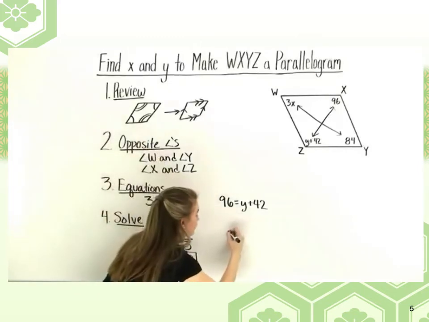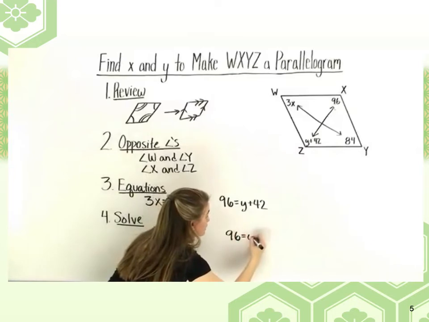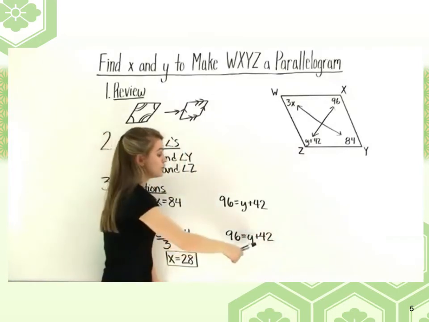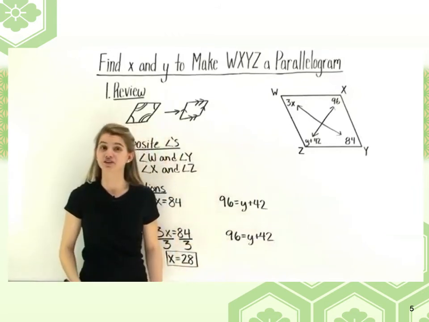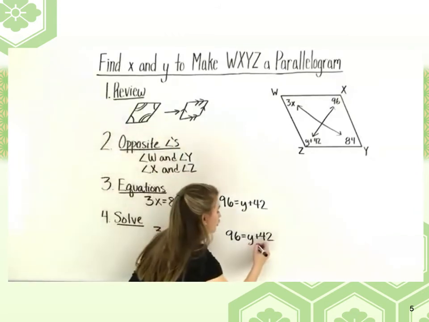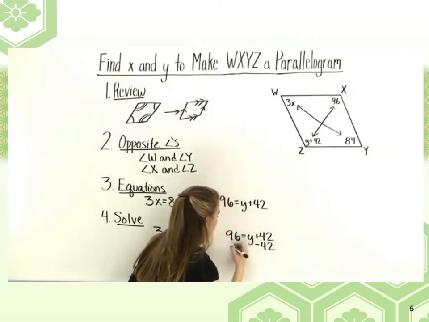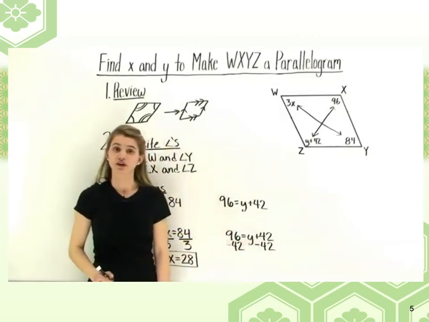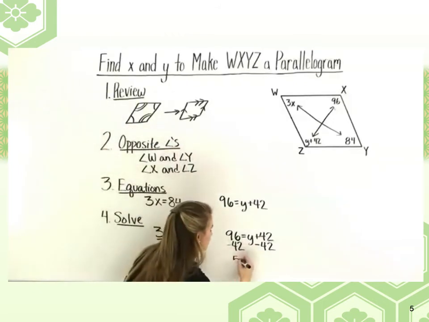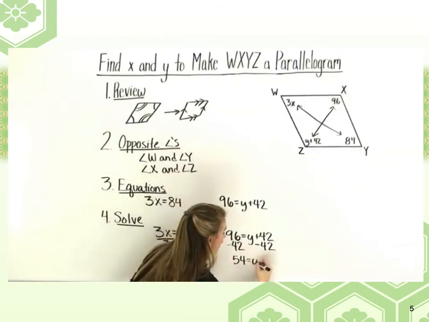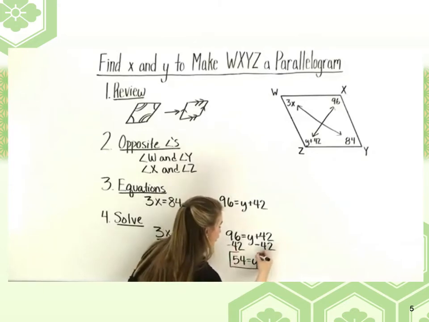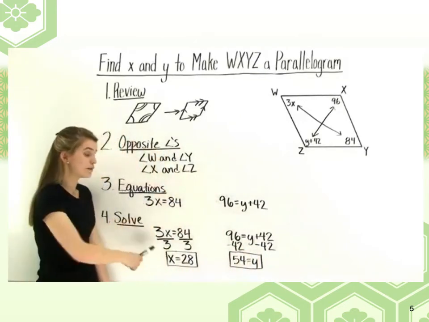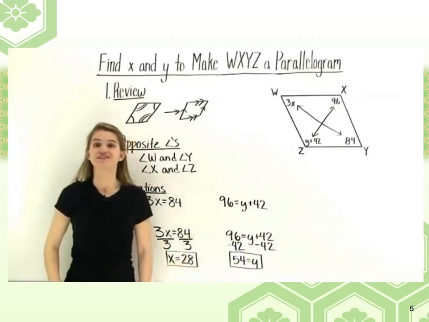Next, we need to take the equation 96 is equal to y plus 42 and solve for y. Since 42 is being added to y, we need to subtract 42 from both sides. So we subtract 42 from the right-hand side and from the left-hand side. 96 minus 42 is equal to 54. That means y is equal to 54. So, in order for this quadrilateral to be a parallelogram, x must be equal to 28 and y must be equal to 54.